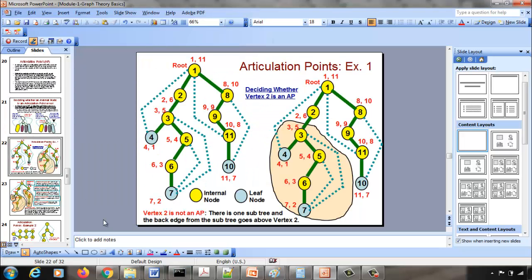Okay, so let us apply these rules here. We already classified the leaf nodes and then the root node. The root node is an articulation point. What about vertex 2? From vertex 2 you have only one subtree, and from this subtree you have a back edge, this 4 1, that goes above 2. Because of that back edge, vertex 2 is not an articulation point. And you can cross check. If I remove vertex 2 and all the edges incident on vertex 2, the rest of the graph is still going to stay connected.